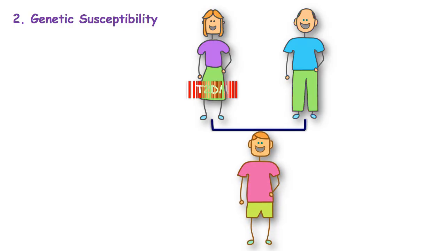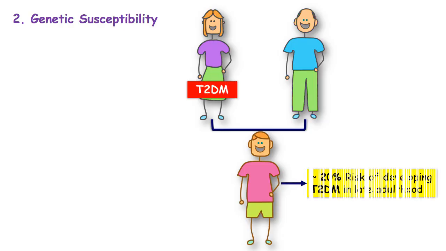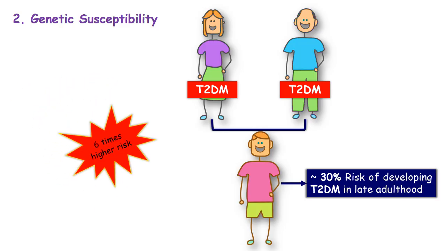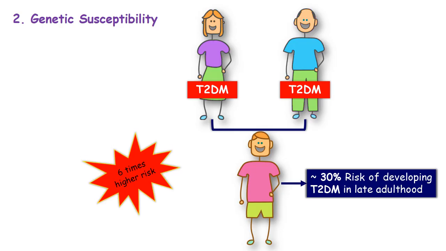When one parent has diabetes, the estimated risk of their child developing the disease in late adulthood is approximately 20%. If both parents are affected with type 2 diabetes, then this risk rises to approximately 30%, which means children with diabetic parents have almost 6 times higher risk for developing type 2 diabetes than children with unaffected parents.